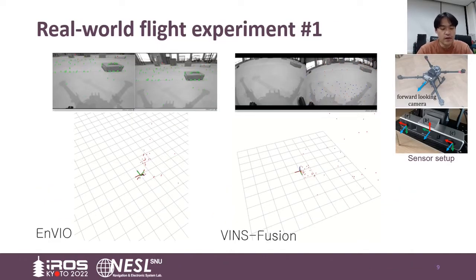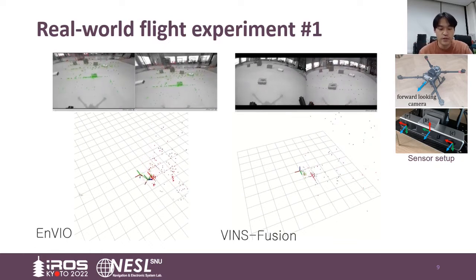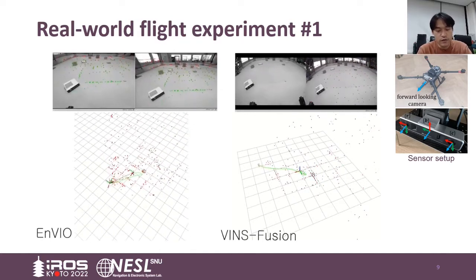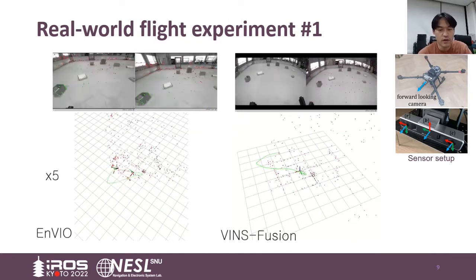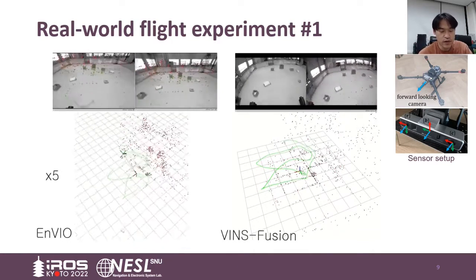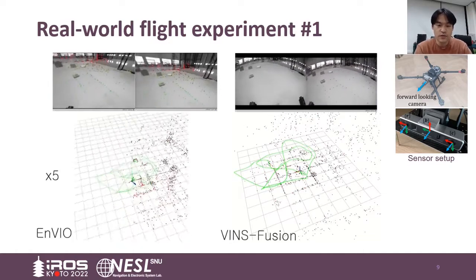To compare ENVIO to state-of-the-art VINs, we recorded stereo images, IMU readings, and 6 degrees of freedom ground truth poses by a motion capture system. Most of the scenes are full of low-textured floor, which is very challenging for VINs. ENVIO uses locally high gradient features on the floor to minimize the photometric error, while VINS-Fusion does not track enough stereo features due to lack of textures. It can be interpreted that this leads to less position drift in ENVIO.